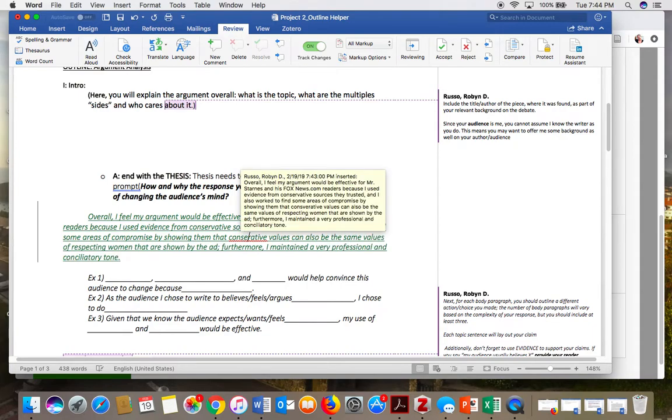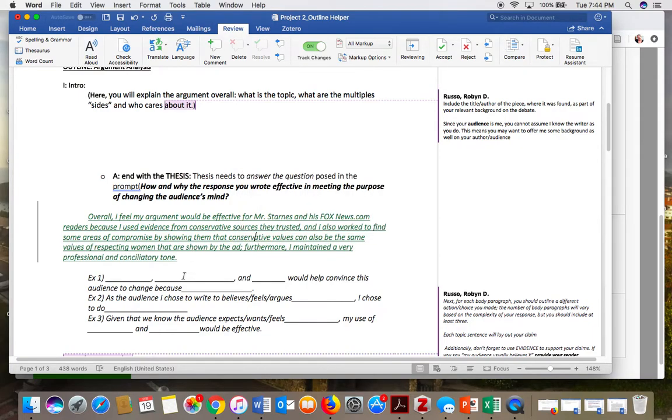So, I've got my thesis claim right there. I've talked about some of the things that I think I did well in my paper: that I was using evidence from conservative sources they trusted, that I tried to find compromise, and that I was professional and conciliatory, which means that instead of saying you're wrong, you're wrong, you're wrong, I tried to say, well, I'm not necessarily saying you're wrong. Here's some places where we actually might agree, is my tone.